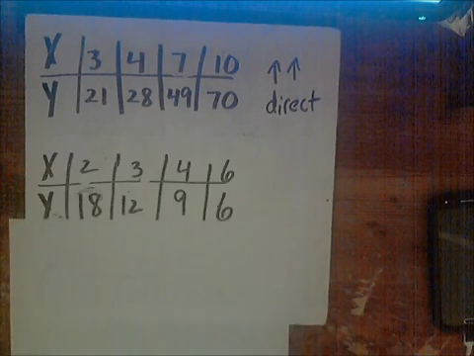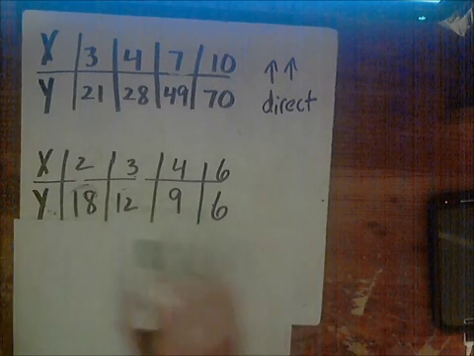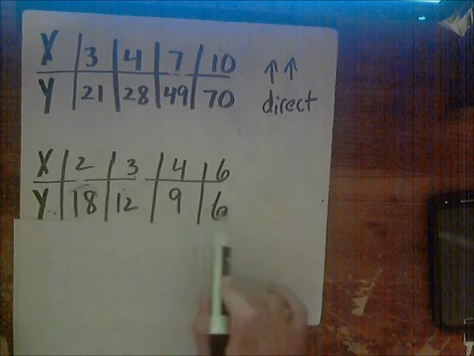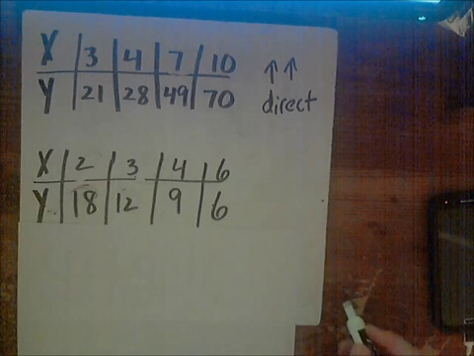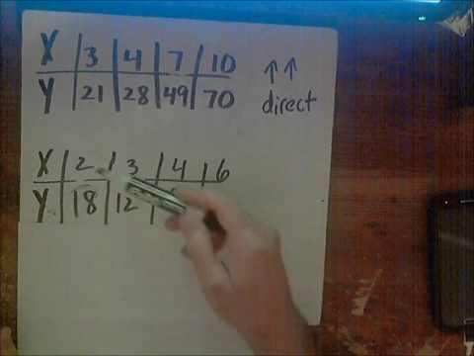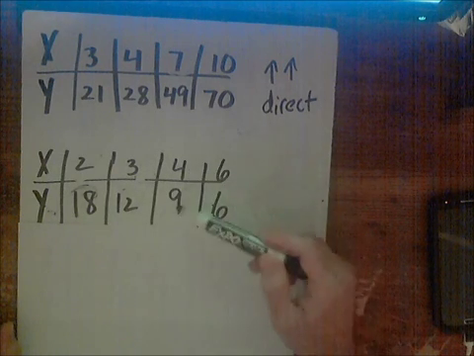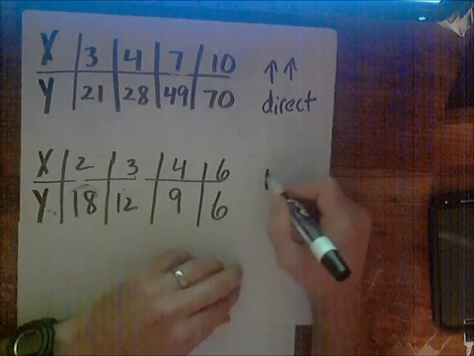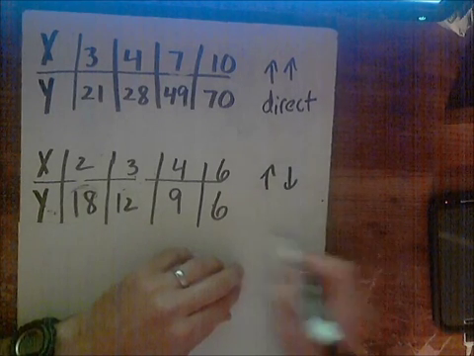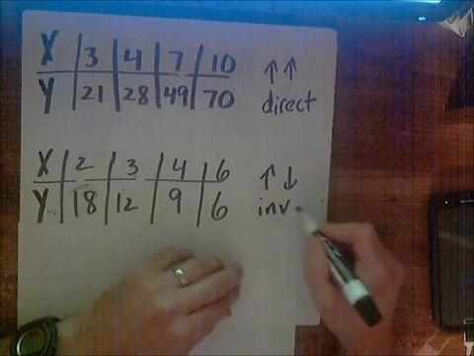For our next example, you'll notice quite the opposite, that the variables are actually going in opposite directions. As X goes up, Y goes down. So this is either going to be inverse or neither. Now, for it to be inverse, we would have to always multiply to get the same number. 2 times 18 is 36, 3 times 12 is 36, 4 times 9 is 36, and 6 times 6 is 36. So we go in opposite directions, and we're always multiplying to get the same number. This is inverse variation.